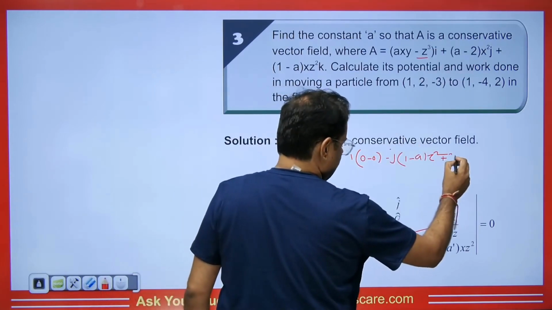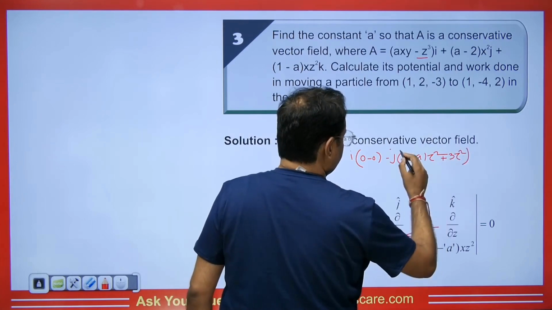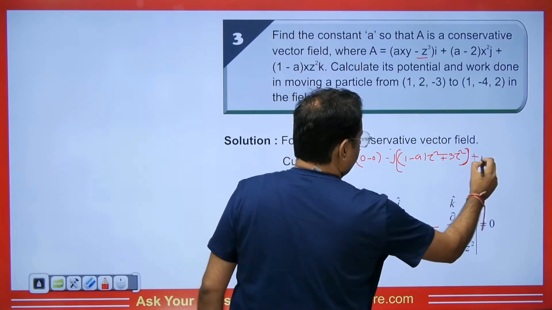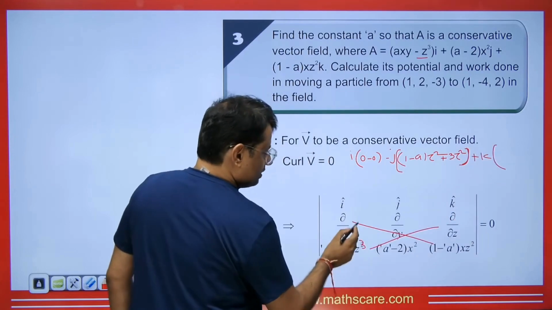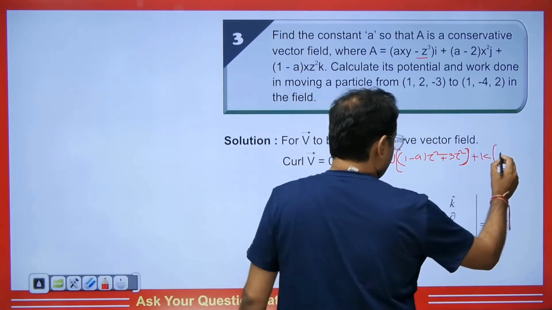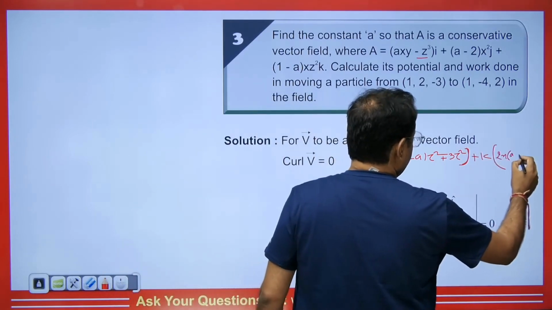So negative will be positive. This will be 3z square. So what will we get here? Its value. Then write plus k. Then we will do the derivative of k with respect to x, and this will be 2x minus a, minus 2. Right?